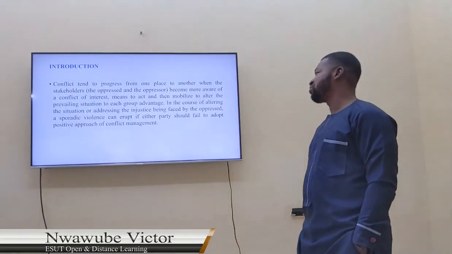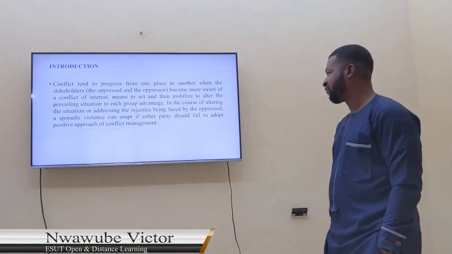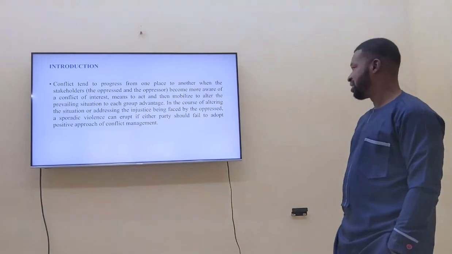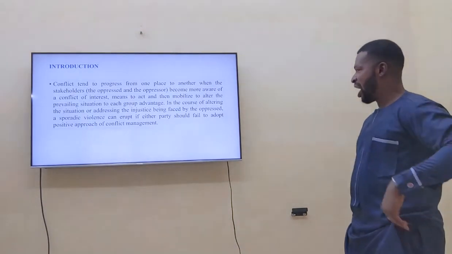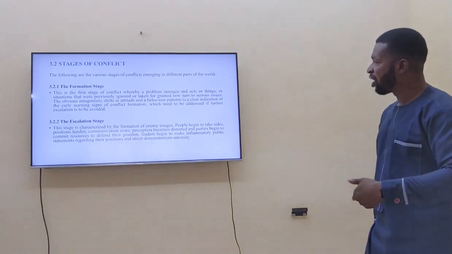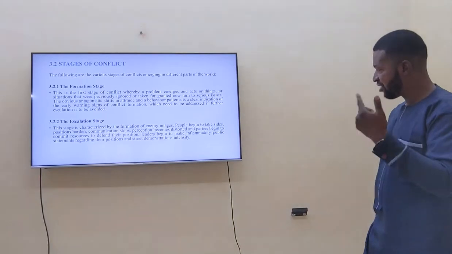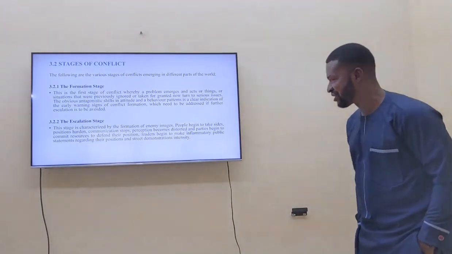Conflict tends to progress from one place to another when the stakeholders become more aware of the conflict of interest and how to act. Then they mobilize themselves and take advantage of the conflict. So we are going to look at the various stages of conflict. The first one is the formation stage.